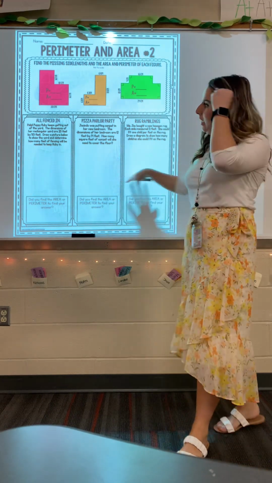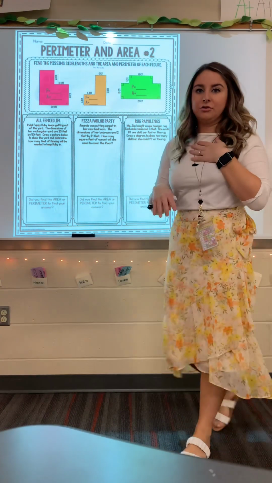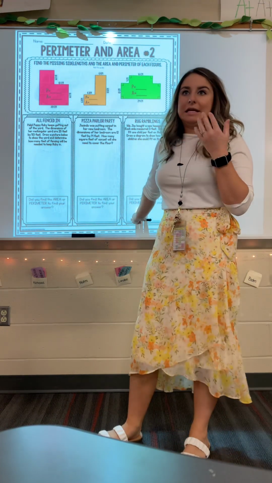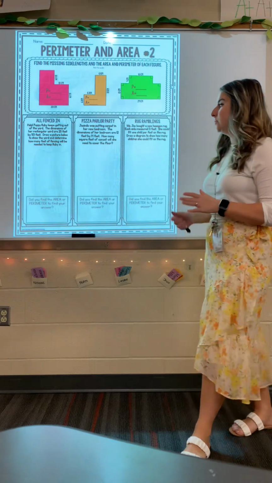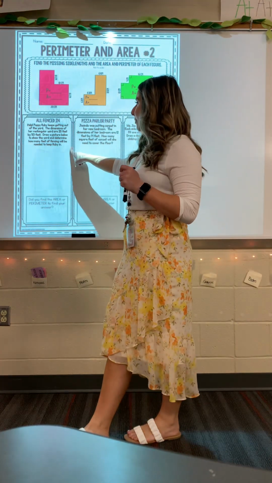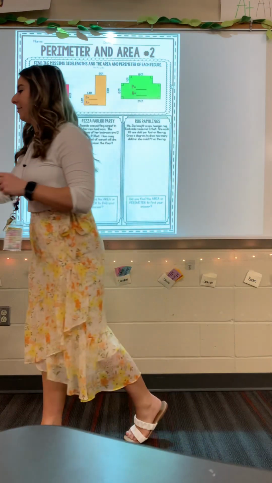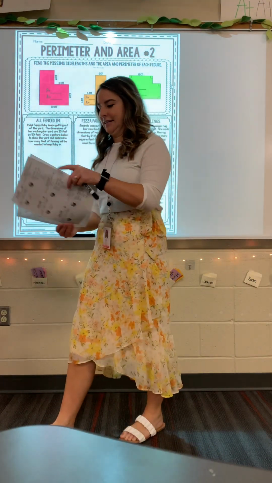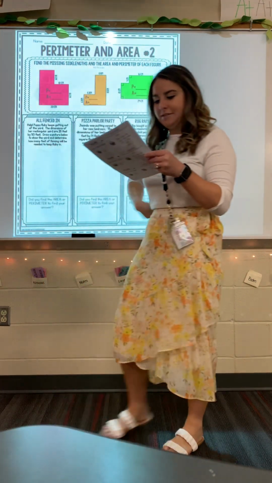So we're going to do 3 word problems. I'll do one myself, we would do one together, and then I would have them try that one independently. So let's go ahead and do that. The first one says, "All fenced in. Help puppy Ruby." I'm going to read from my paper here. Sorry, it's a little hard to read from there. Okay, puppy Ruby keeps getting out of the yard.